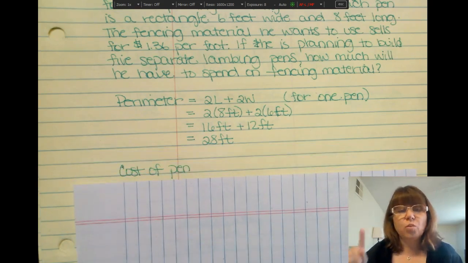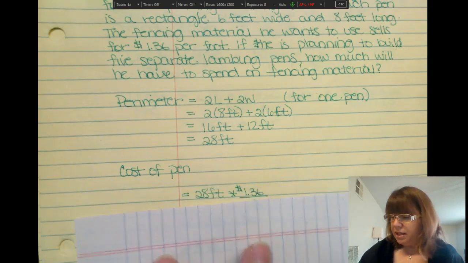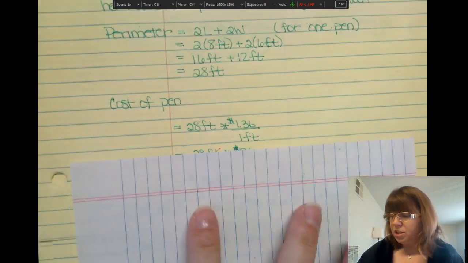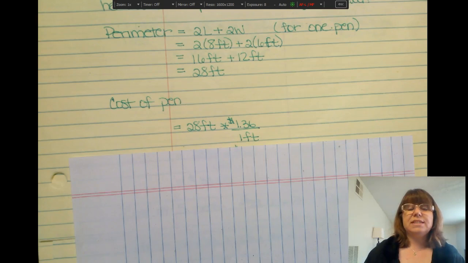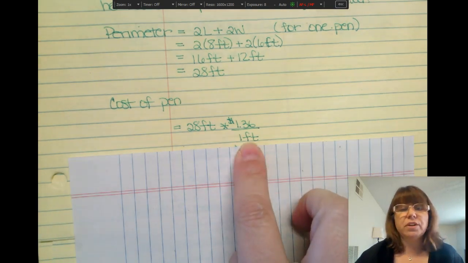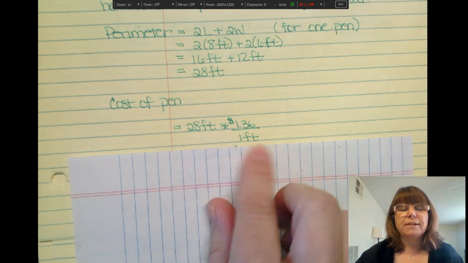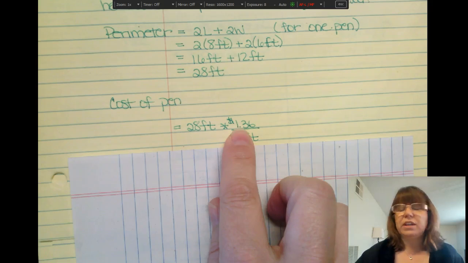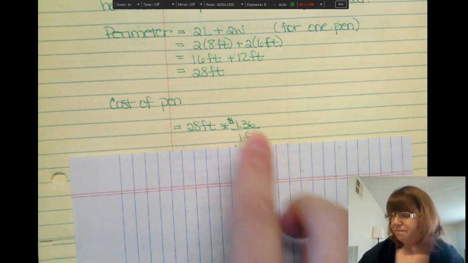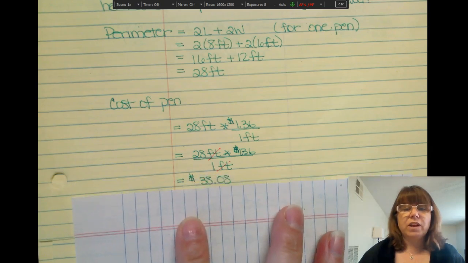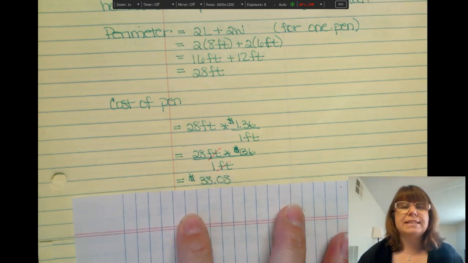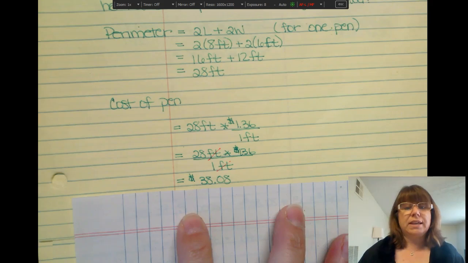So the cost of one pen is going to be 28 feet times $1.36 per foot. That's what this means, per foot, because I've got to get rid of the feet. Otherwise, I'm going to have dollar feet, and that makes absolutely no sense. So we cancel out feet, and we are left with $38.08 per pen.